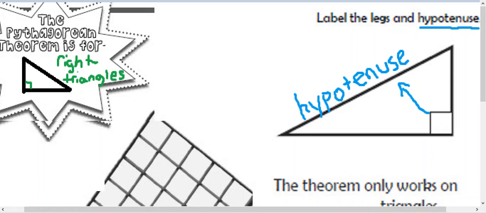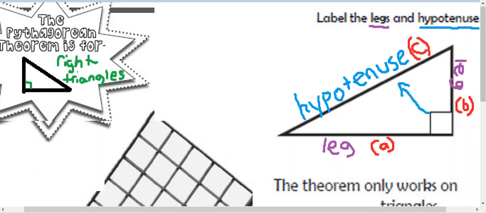And in the Pythagorean theorem, that is called side C. The next important parts that we have to label are called the legs. The legs are the other 2 sides of the right triangle. So we have 2 legs. And in the Pythagorean theorem, those are called A and B.